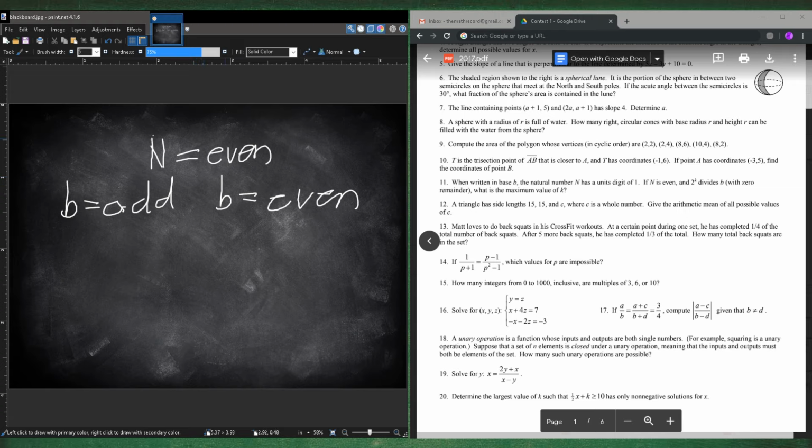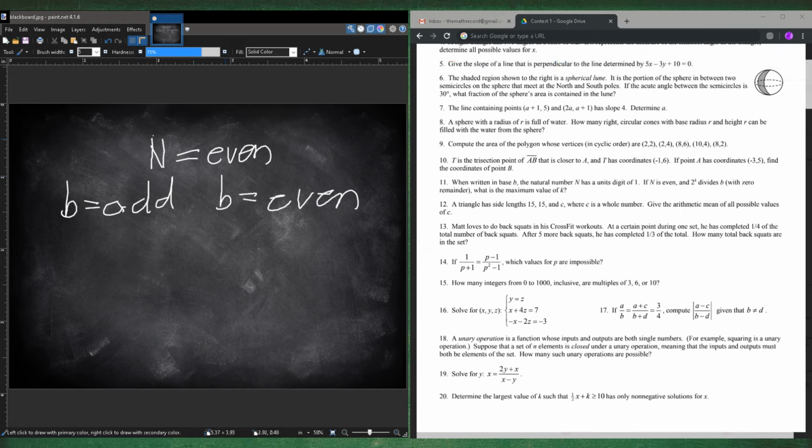When written in base B, the natural number n has a unit digit of 1. So when n, which is even, is written in base B, it becomes odd because it has unit digit of 1. So if it's 1, it's odd, okay? So technically, since it turns to odd and n was even because of base B, then B has to be odd. Because B can't be even. Let me give you an example. Let's say we have x, y, z, 1, right? So x, y, z are just placeholders for the digits. So let's say the number was like 3,221 or something like that.